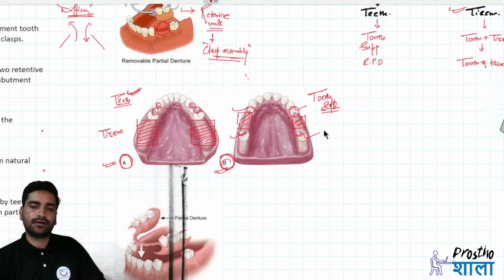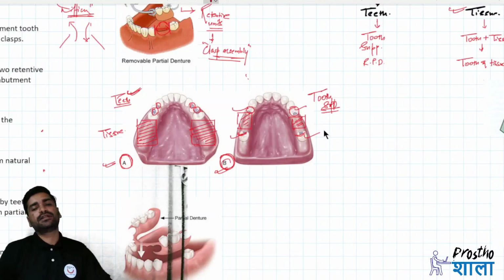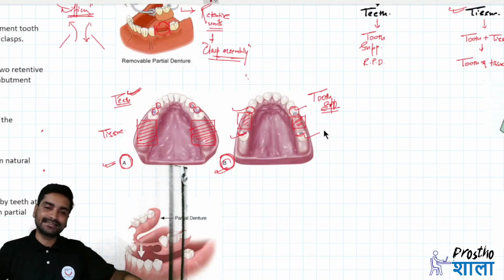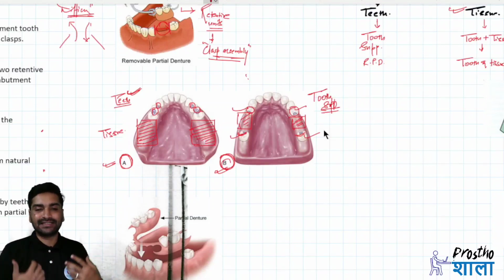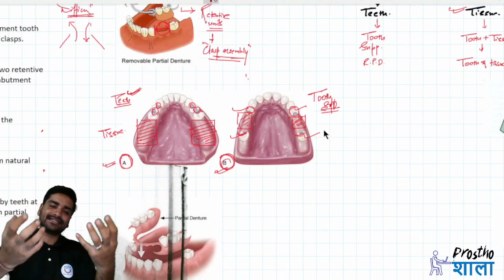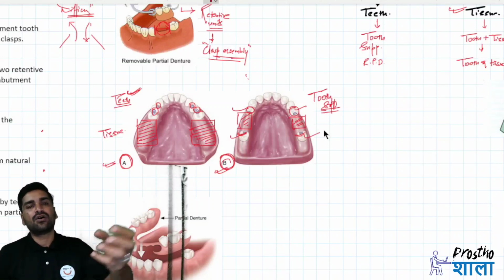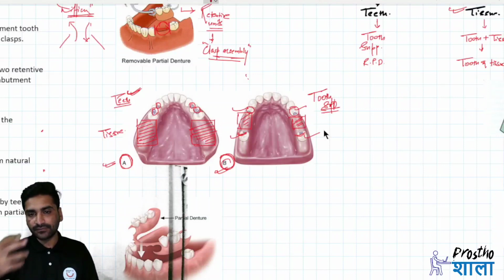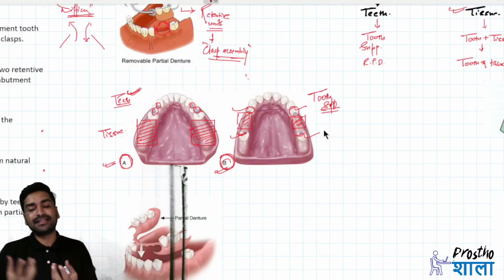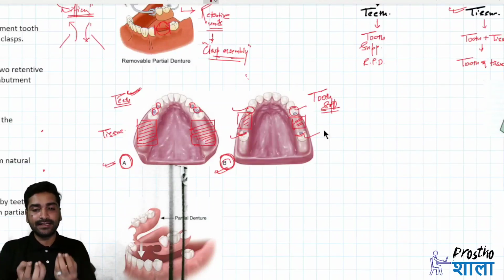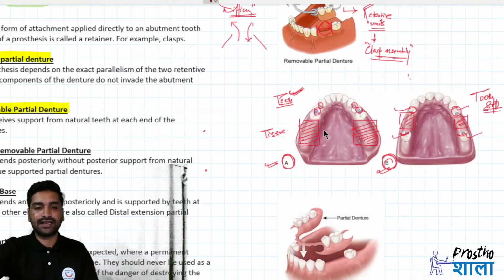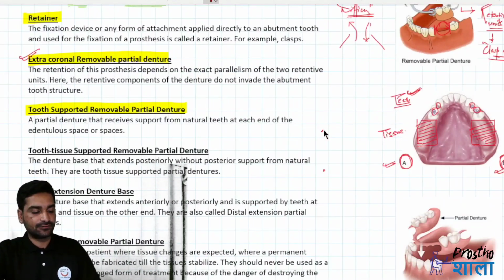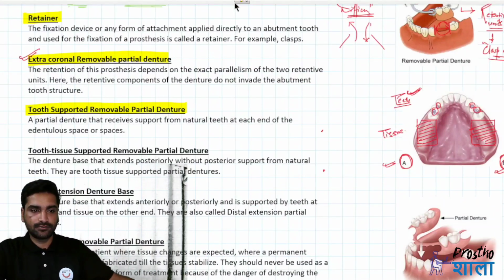Usually when we talk about tissue supported or tooth and tissue supported, they are seen in distal extension cases. Distal extension means the edentulous area is extended distally on one side or on both sides, right? Whereas when we talk about tooth supported, there is an edentulous area but it is bounded by teeth on both the sides. Okay, so that is a difference. So that is what we are talking about, your tooth supported and tooth and tissue supported RPD.